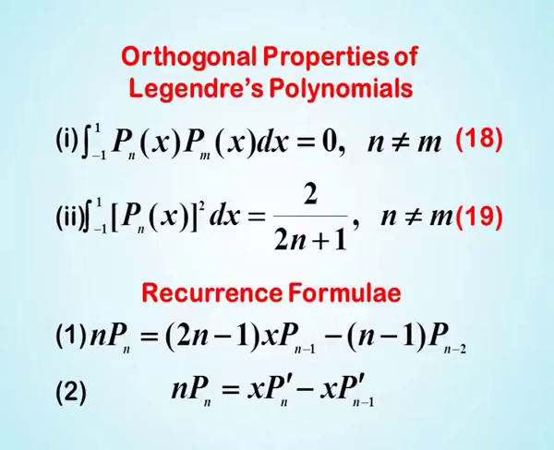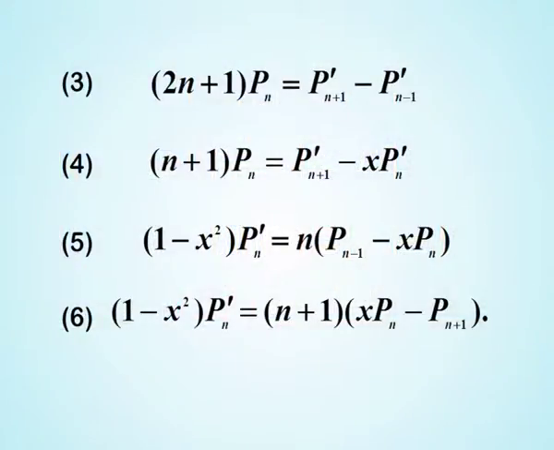There are a few recurrence relations I have mentioned. One of them is nPn. We have not written x, as it is not necessary. x is a known variable unless you create some other variable like theta or r or y. But if it is written Pn minus 1 and Pn minus 2, these are solutions of the Legendre equation of order n minus 1 and n minus 2. We have a total of 6 recurrence relations given in this list.